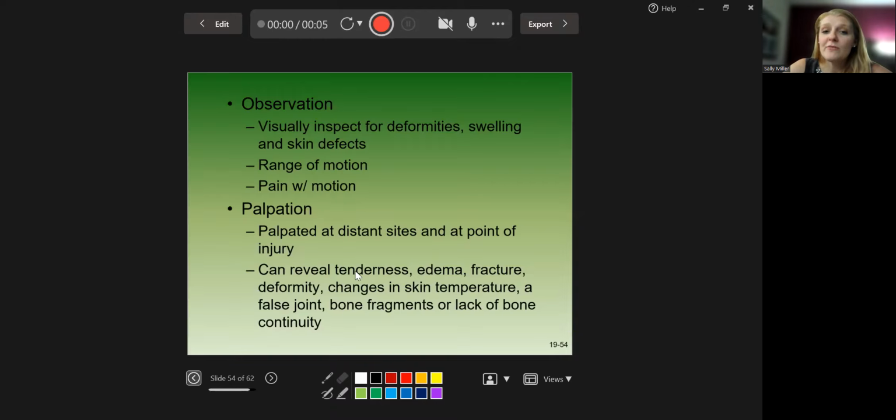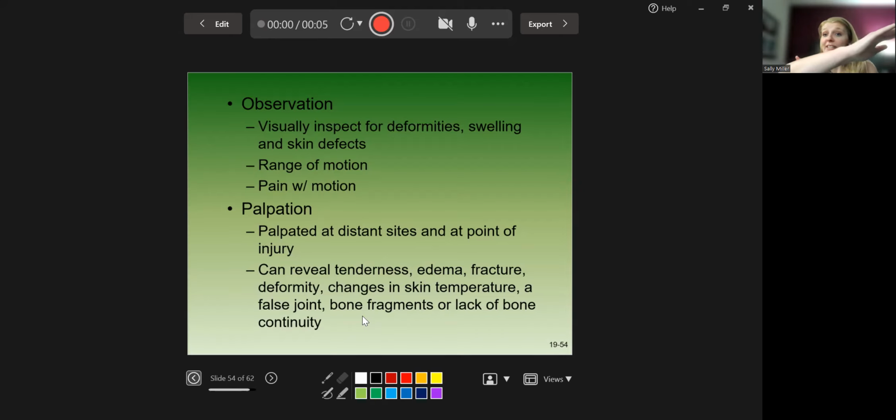The palpation would be the feeling around for any kind of point tenderness, edema, which is just our swelling, fracture deformities, skin temperature changes, so either it's cold potentially because there's a decrease in blood flow, or it's really hot because there's an increase in inflammation in the area. Bone fragments, lack of bone continuity.